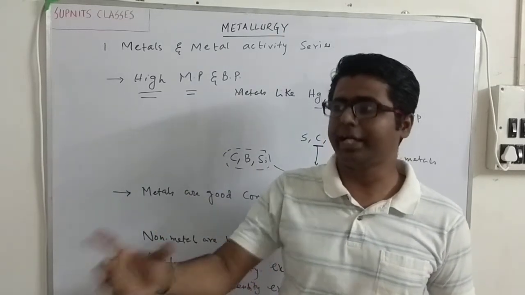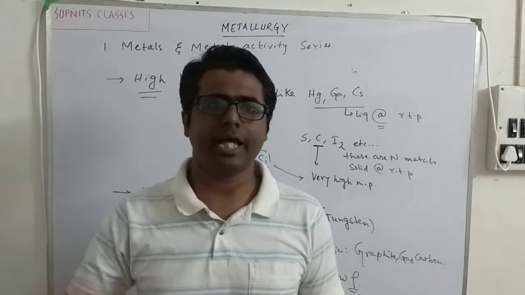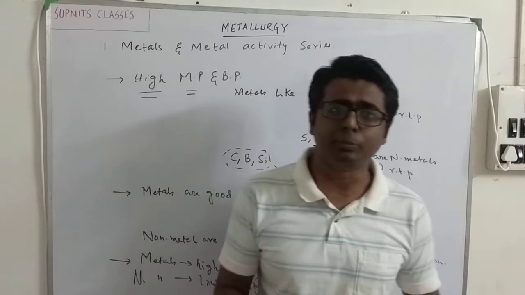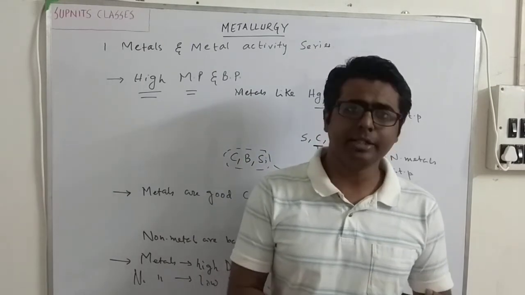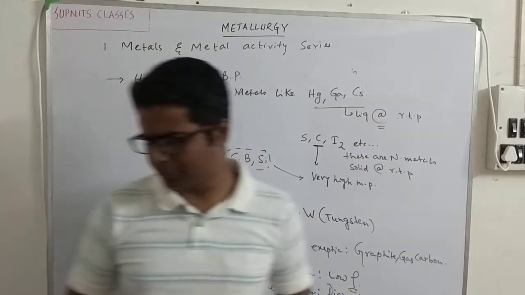Next, which are the non-metals having high MP and BP? Carbon, boron and silicon have very high MP and BP. There are some non-metals which are solid at room temperature. Which are they? Iodine, carbon, sulfur, etc. So like this you have to remember.